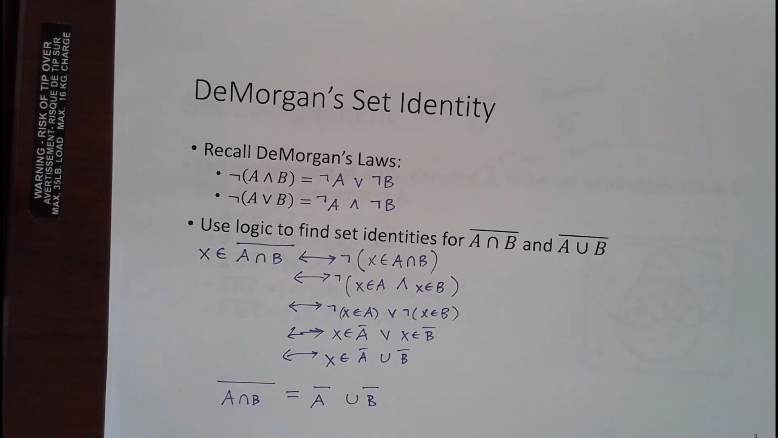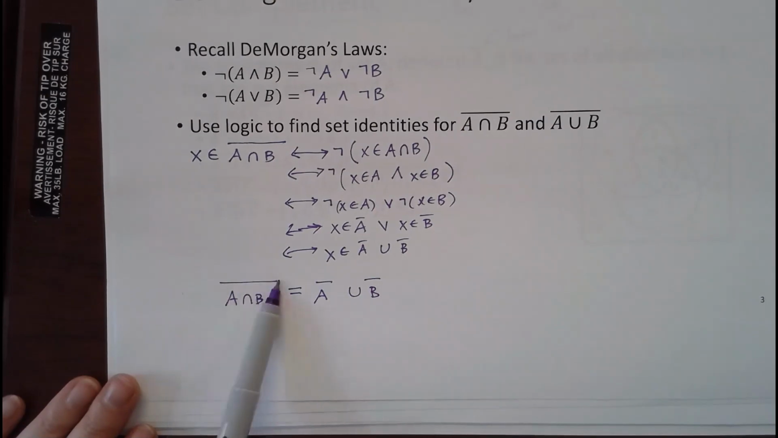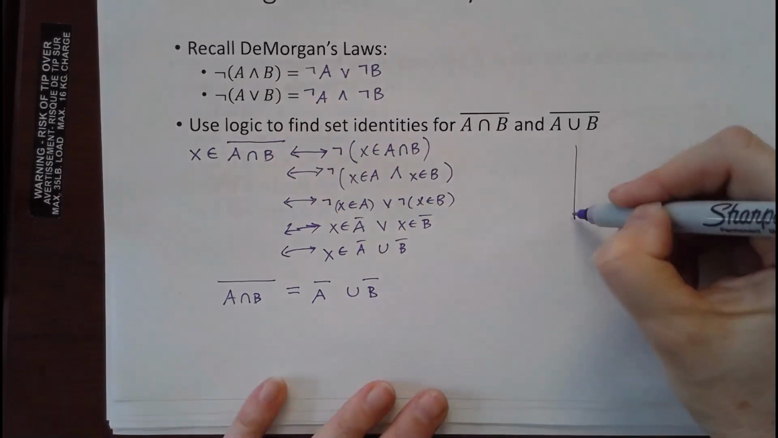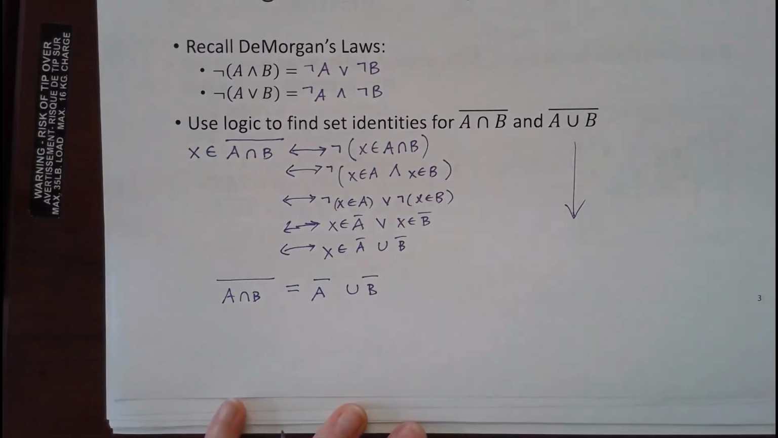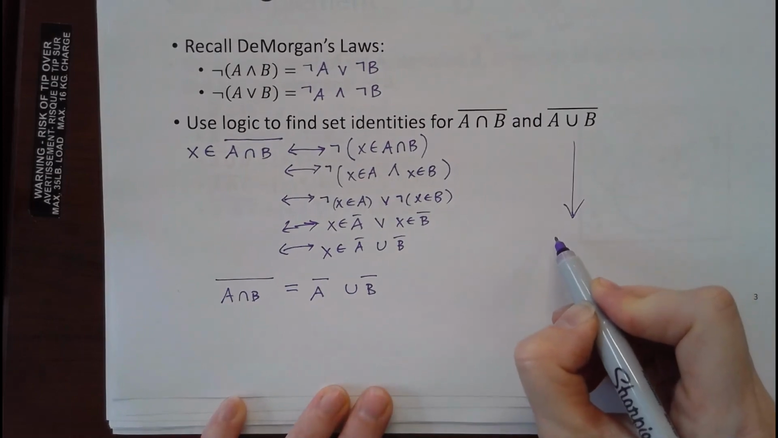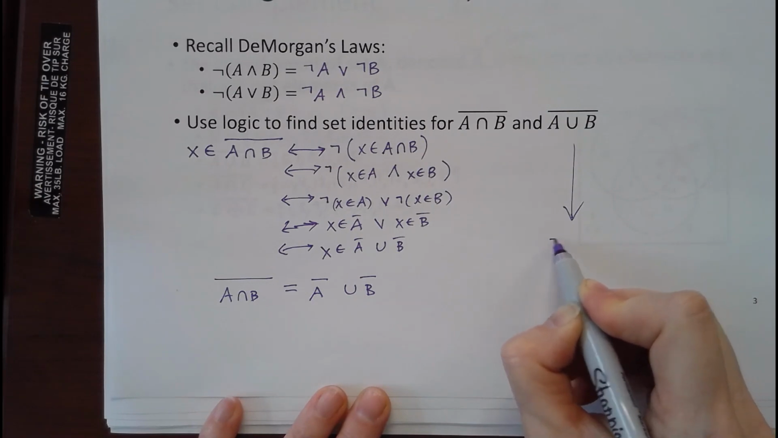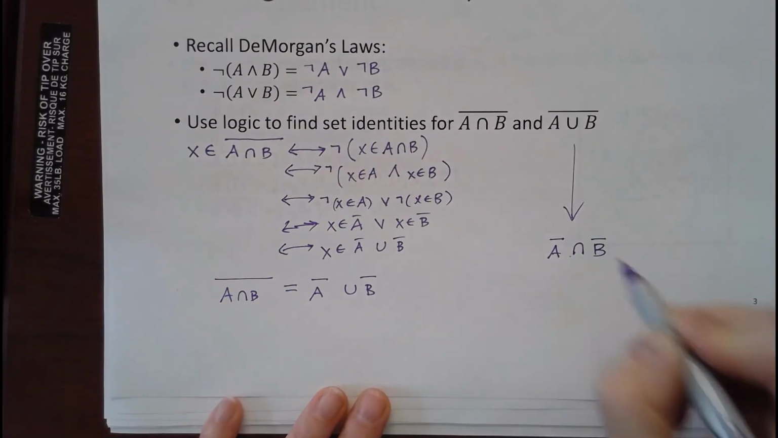Looks just like De Morgan, doesn't it? So when I have this complement, I complement the first set, I complement the second set, and I change the intersection to union. So you should be able to tell me, without going through all of the crazy logic, what is this one going to be? The complement of A intersect the complement of B, exactly.